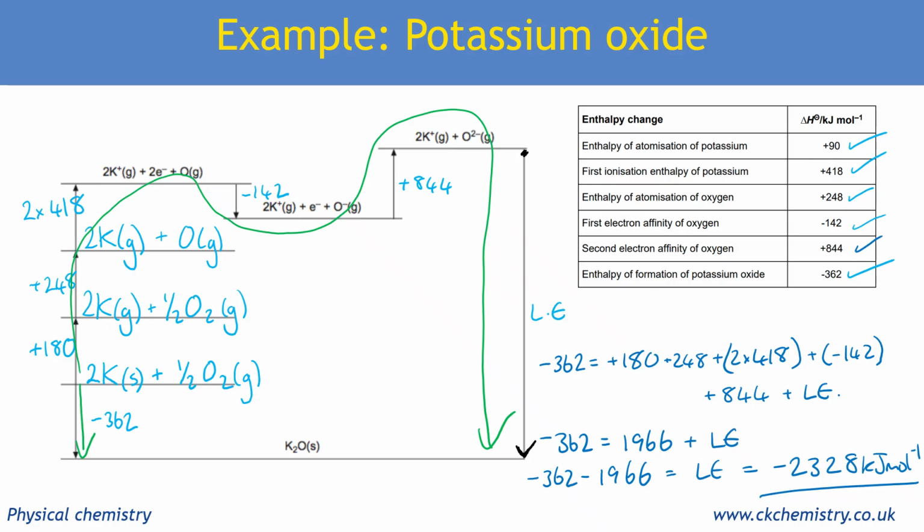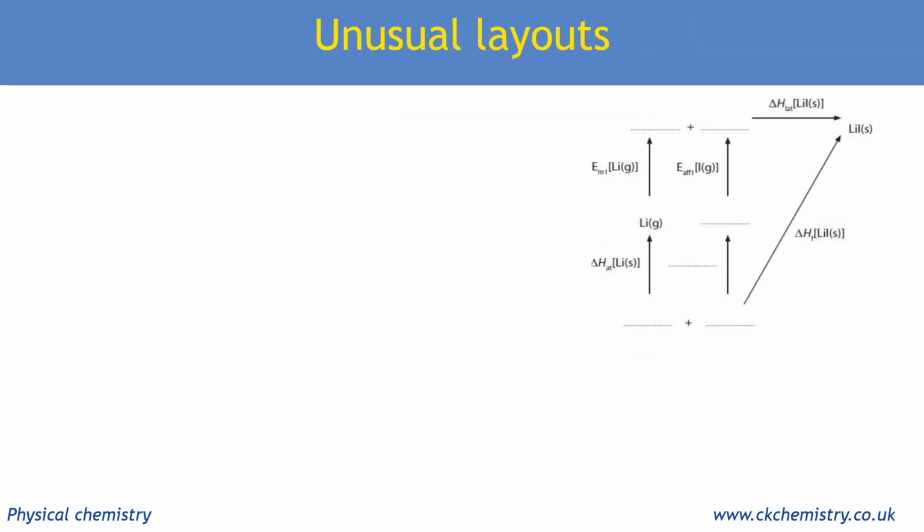So no matter what example you get with Born-Haber cycles, they can look weird, so I thought I'd include some weird ones. They still have all of those enthalpy changes. This is a weird one because delta H formation is actually going up and to the right, but it's still going to go from elements to compounds.